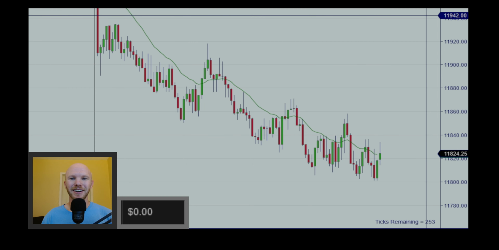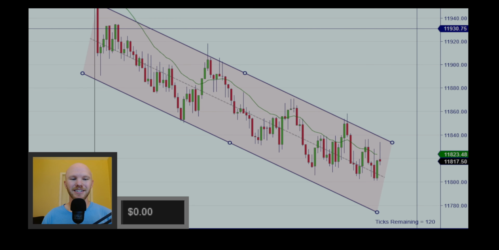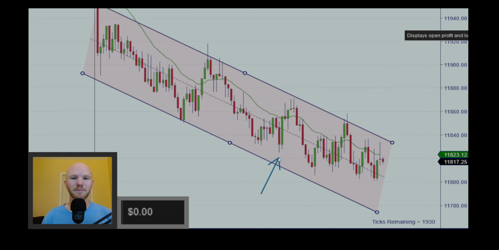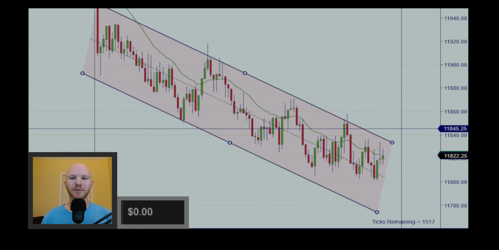I kind of have the channel like this, and I'm not really sure what to think about this because we got a lot of space here at the bottom. Prices aren't touching the bottom of that channel, and we're starting to sort of flatten out, so we could get kind of a bounce there. However, there's kind of another way to look at this.